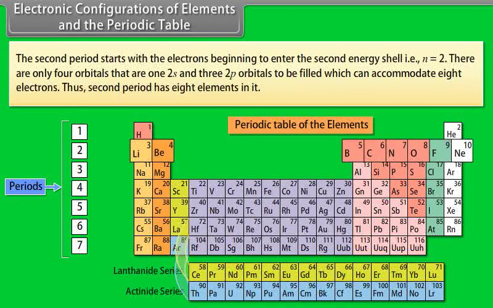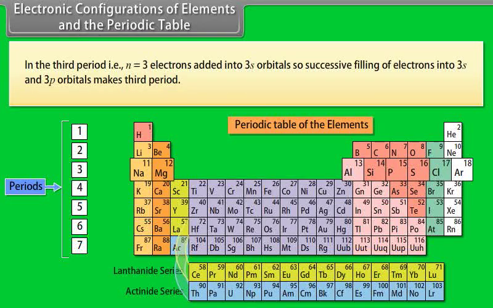The second period starts with the electrons beginning to enter the second energy shell, that is, n is equal to 2. There are only 4 orbitals, that are 1 2s and 3 2p orbitals, to be filled, which can accommodate 8 electrons. Thus, the second period has 8 elements in it.